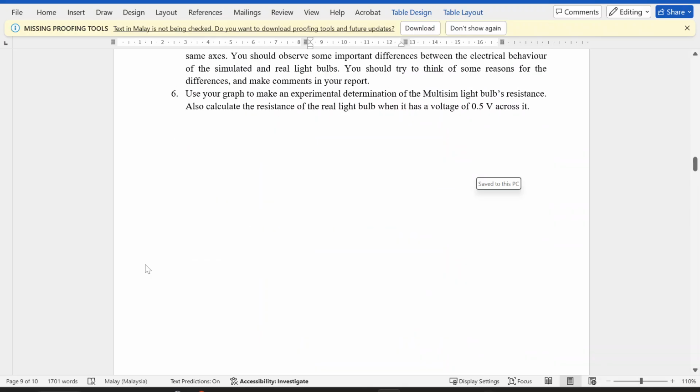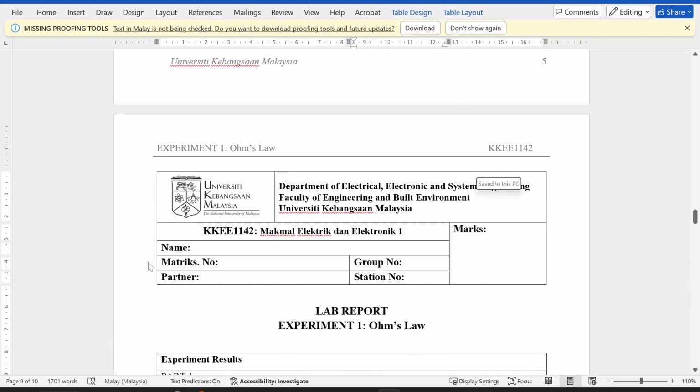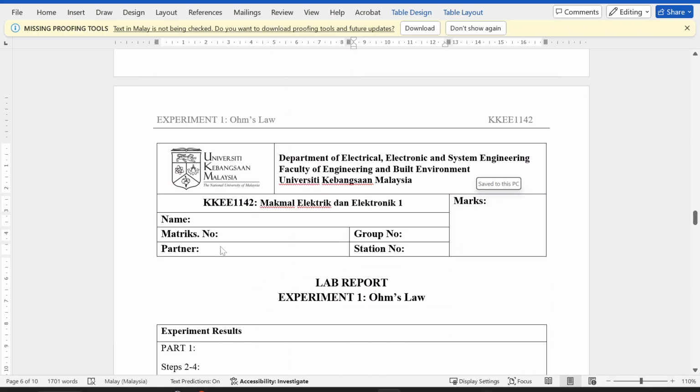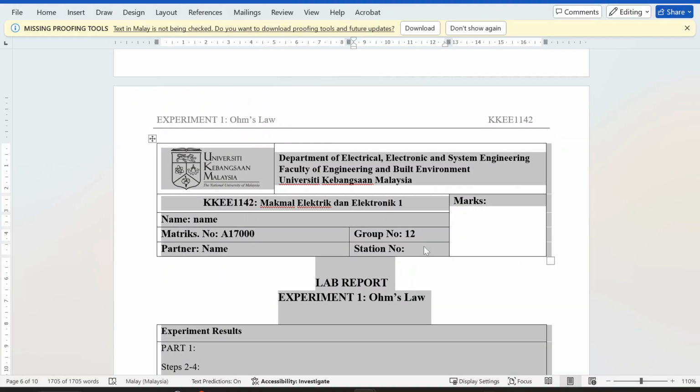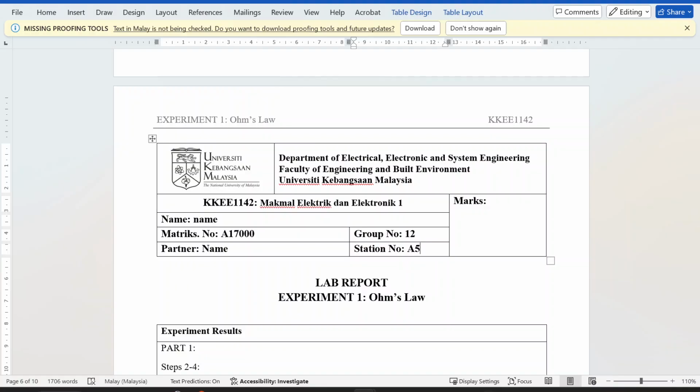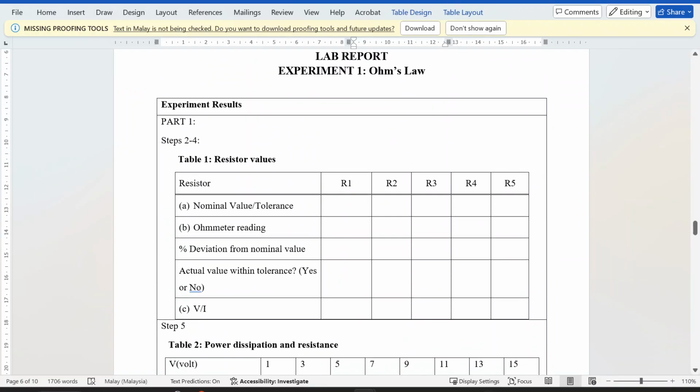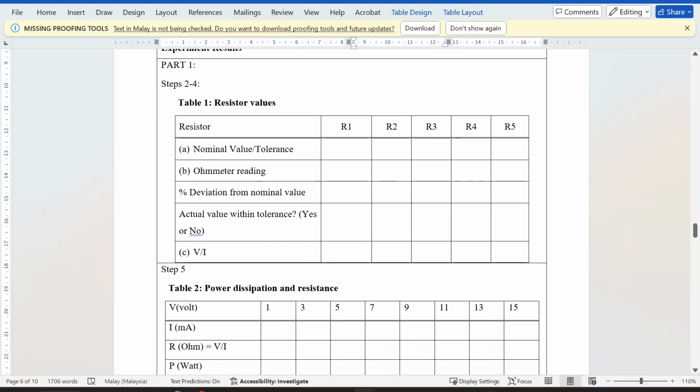At the end of the procedure, you will see the template of your lab report. So this is the template of your lab report. It's important that you write your name and then your matric number. Also write down the name of your partner in your group, and then your group number and your station number. There are 2 rooms in the lab, A and B, and each station will have a number. So if you are in room A, station 5, for example, right there, A5.